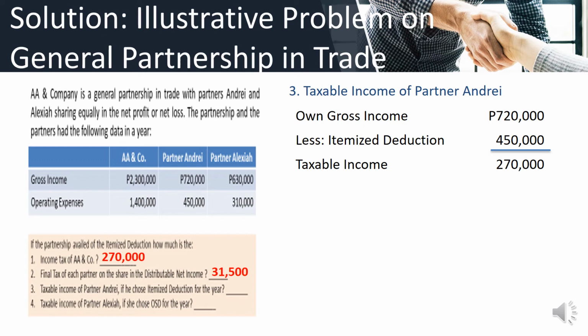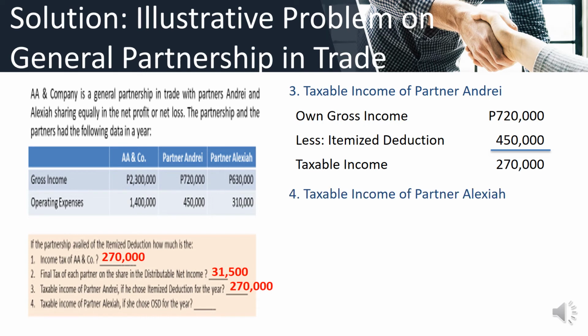Take note that hindi na natin dito dinadagdag yung share dun sa distributable net income sa pag-compute ng taxable income ng partner under general partnership in trade. Okay, hindi na natin siya idadagdag yung share niya sa partnership kasi nga na-subject na siya sa final tax of 10%. So, nabayaran na yung tax nung share niya sa partnership. So, hindi na kailangang taxan ulit. Okay? So, hindi na natin idadagdag dyan sa pag-compute ng taxable income. So, therefore, the taxable income of partner Andre is 270,000 and that is our answer for number 3.